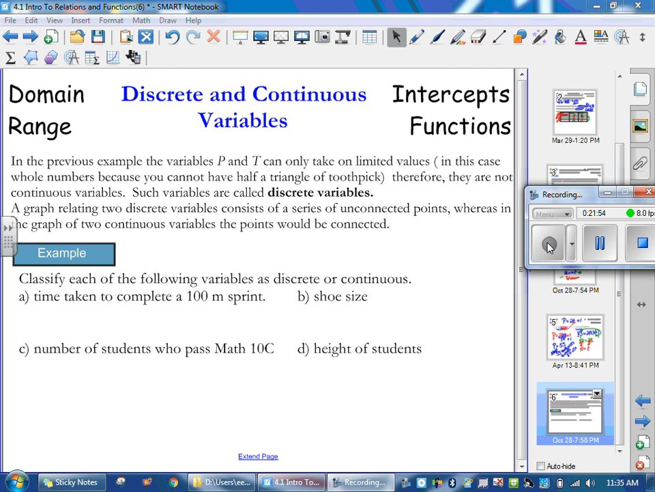We're going to discuss the difference between continuous and discrete variables. We noticed in our last example between p and t, we only had limited values. We could not take half of a triangle or half of our toothpicks. That means it's called a discrete variable. Since it's a discrete variable, it becomes a discrete type of situation. So discrete means you do not join the points. The only ones you would ever join points on are the continuous ones.